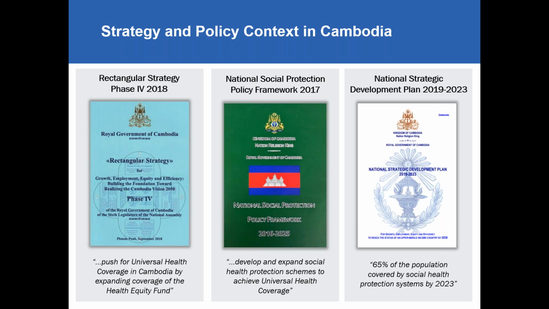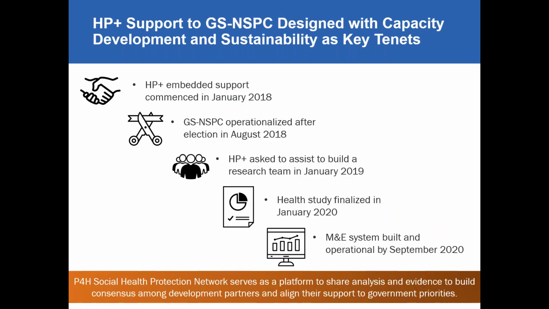Lastly, the National Strategic Development Plan details near-term priorities, including a target of 65% of the population being covered by social health protection schemes by 2023. These key documents guide the evolution of Cambodia's 4 functioning social health protection schemes: the Health Equity Fund, which targets the poor, the Formal Employees Scheme, the Civil Servants Scheme, and the Health Equity Fund for Informal Worker Scheme, which offers coverage to a special category of individuals, including part-time and seasonal workers.